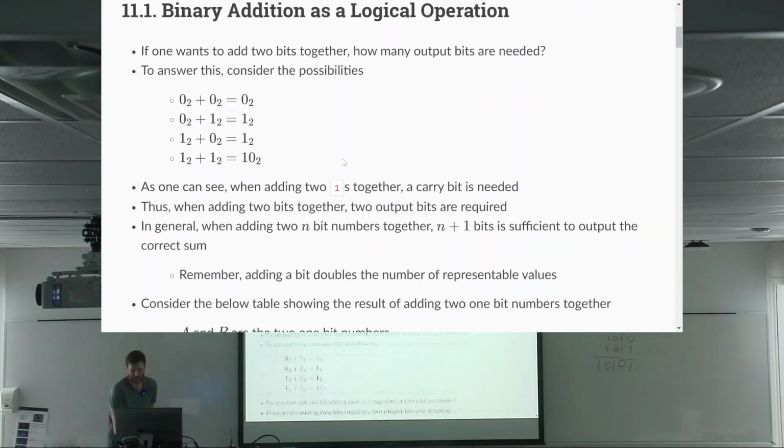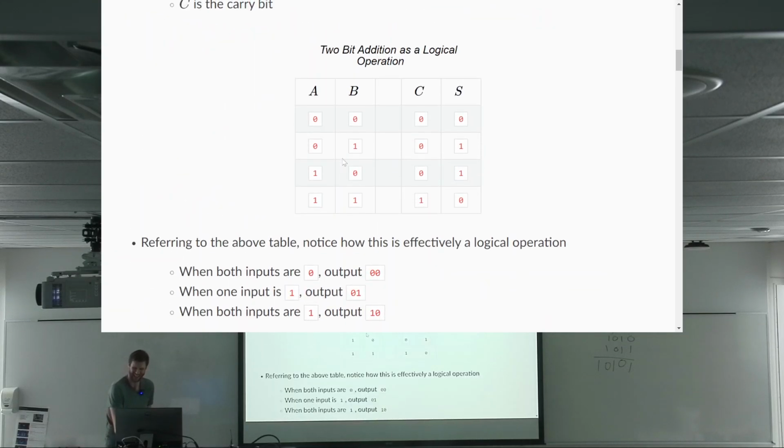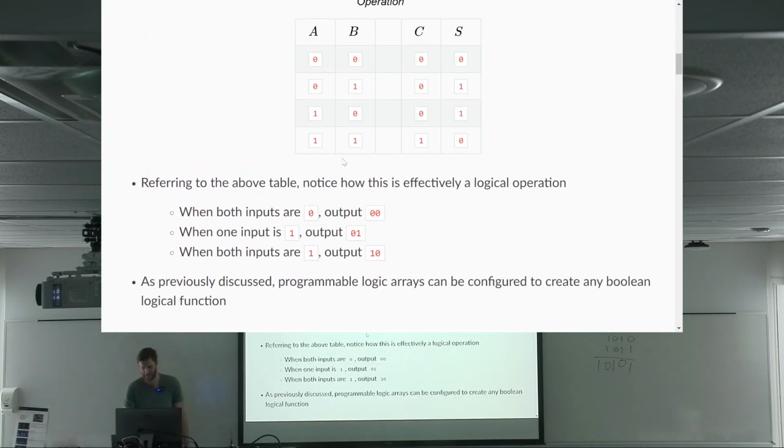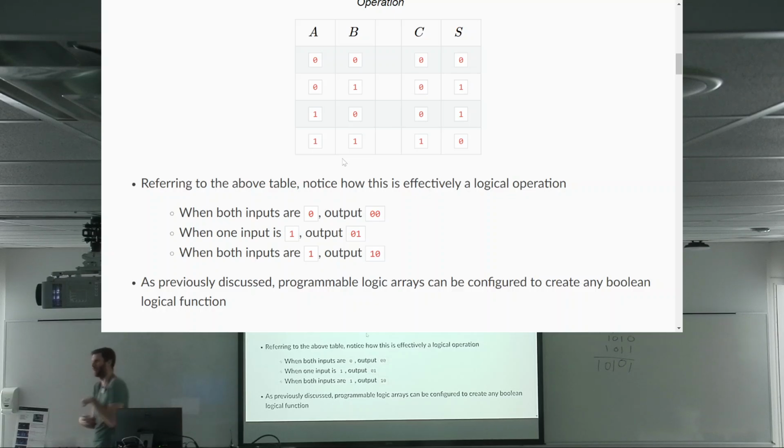It's funny to think, okay, yeah, it's addition, and then go, oh yeah, I guess addition really is just this logical operation. It's just a logical function. Okay. Referring to the table above, notice how it's effectively a logical operation. When both inputs are 0, output 0, 0. When one is 1, output 0, 1. And when both are 1, output 1, 0. Easy peasy, right? Yeah? Looks pretty much exactly like that, right?